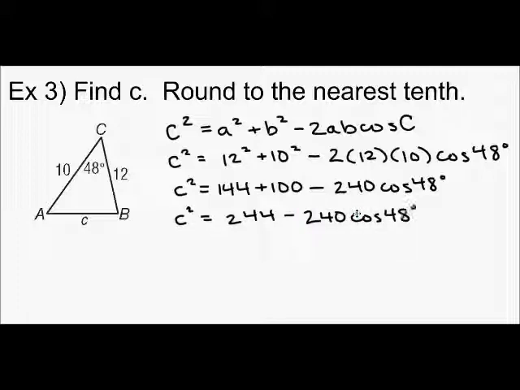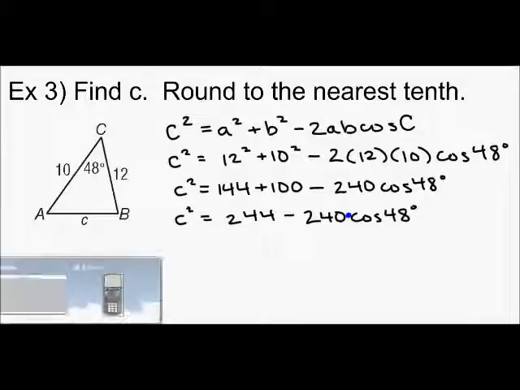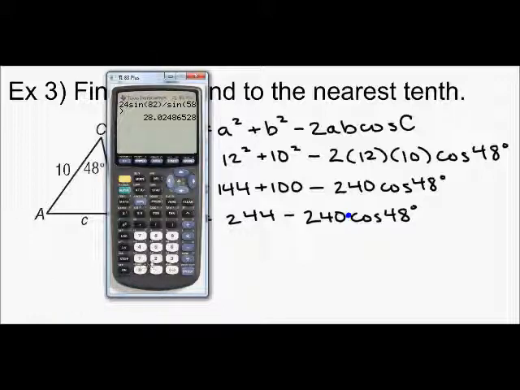cosine 48. Now, a common mistake that people make is they say 244 minus 240. Well, that's a 4. 4 cosine 48. That's not what you want to do here. The 240 is multiplied by the cosine, so you cannot subtract those two numbers. Do not do that. Once you get to this point, put this in your calculator. 244 minus 240 cosine 48.